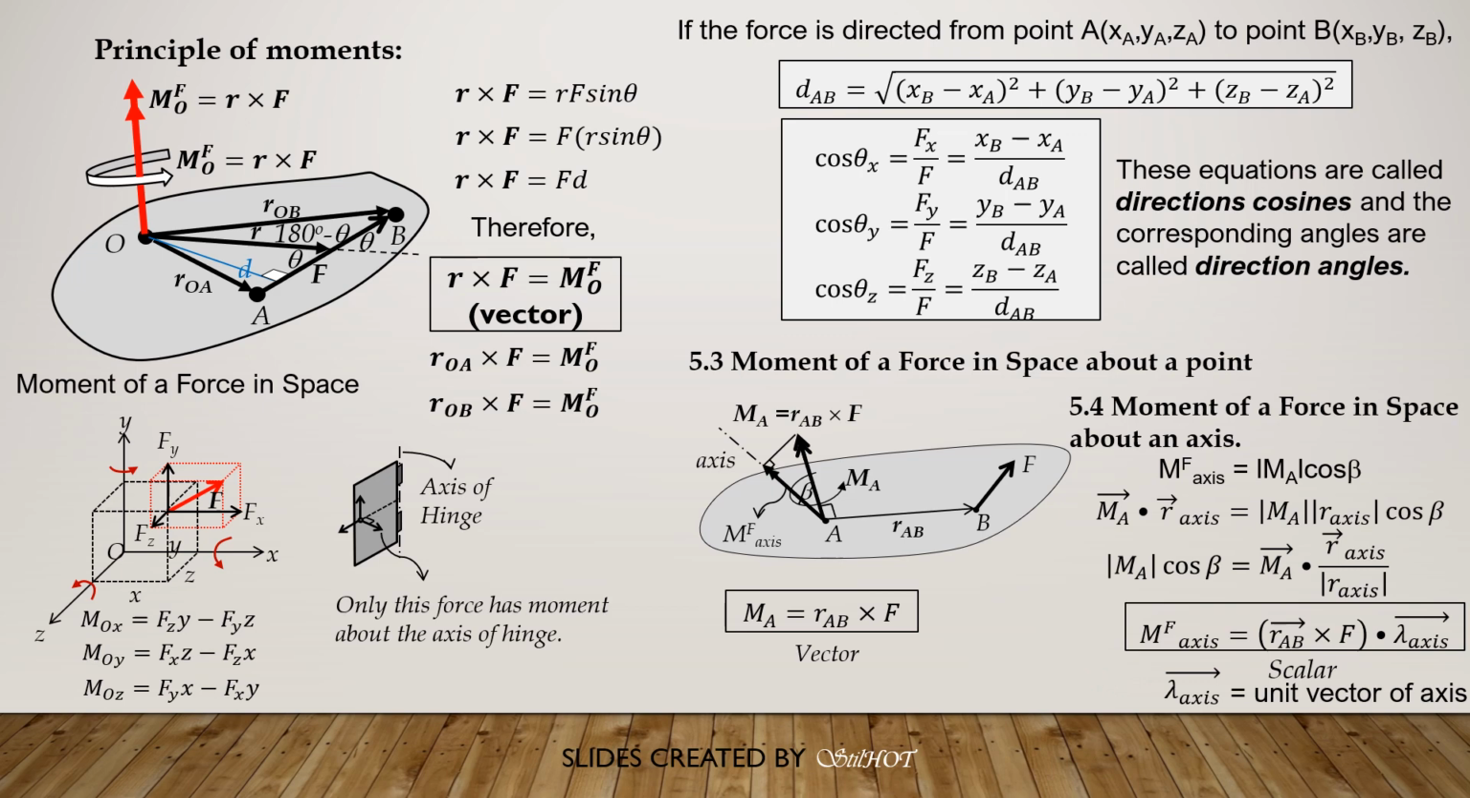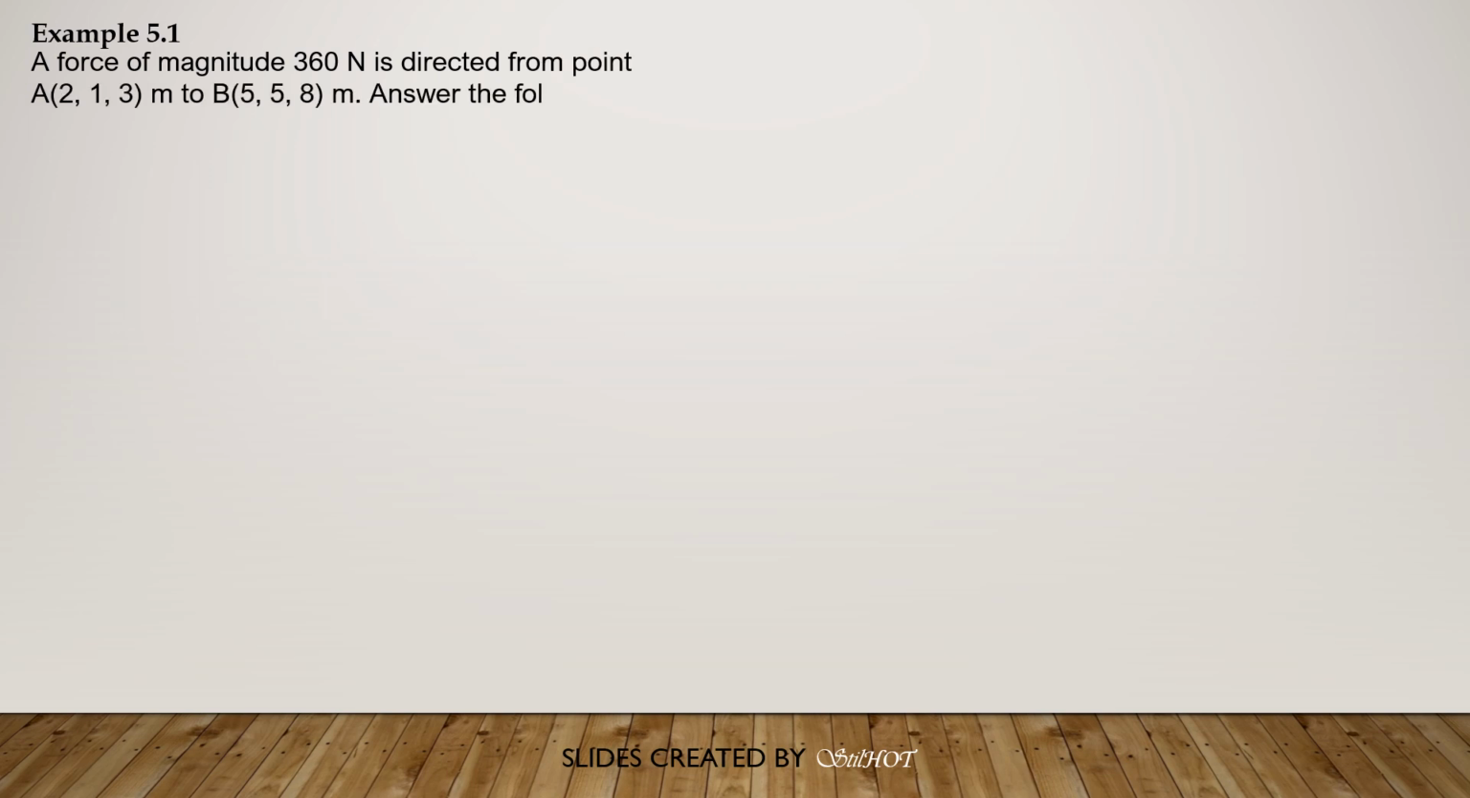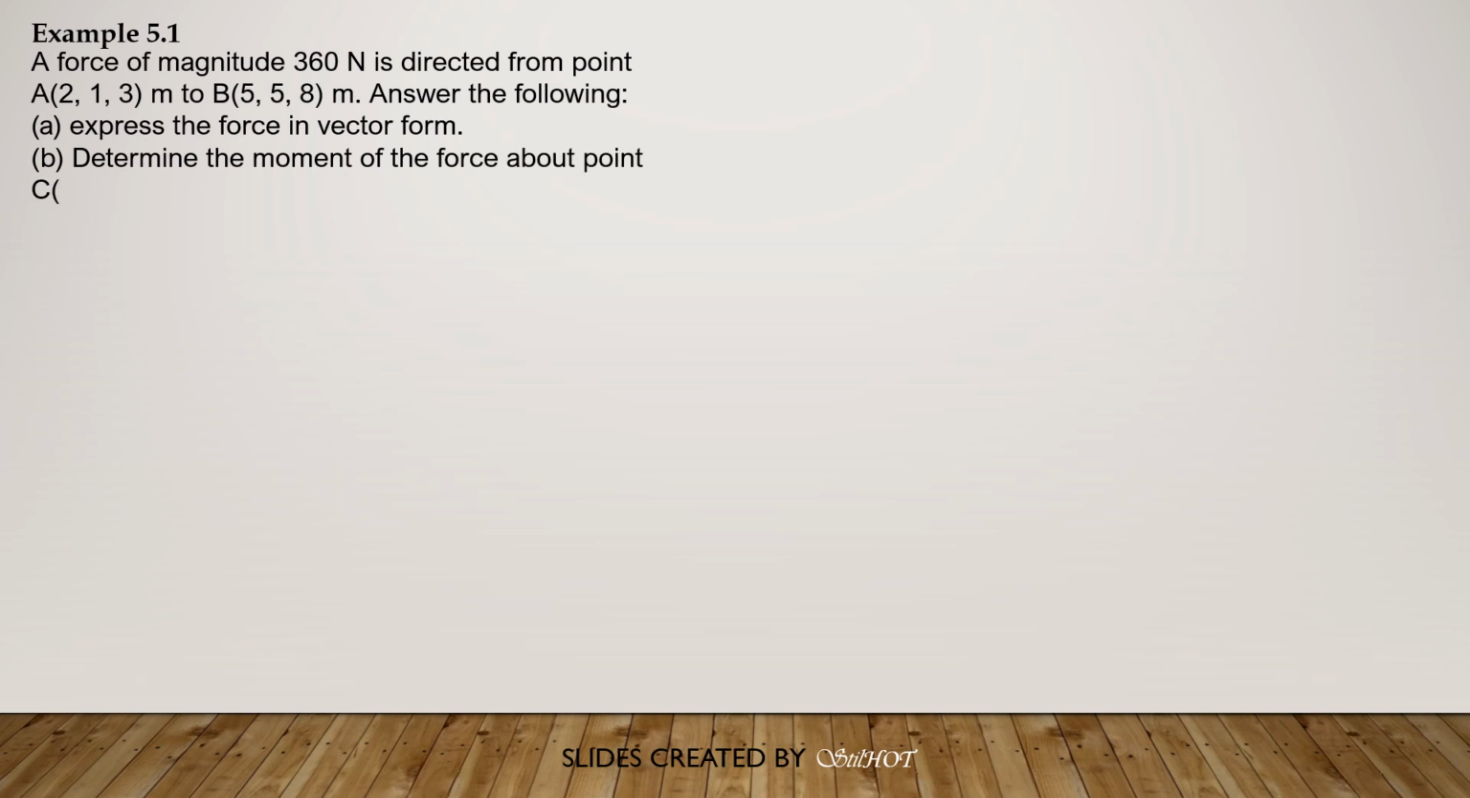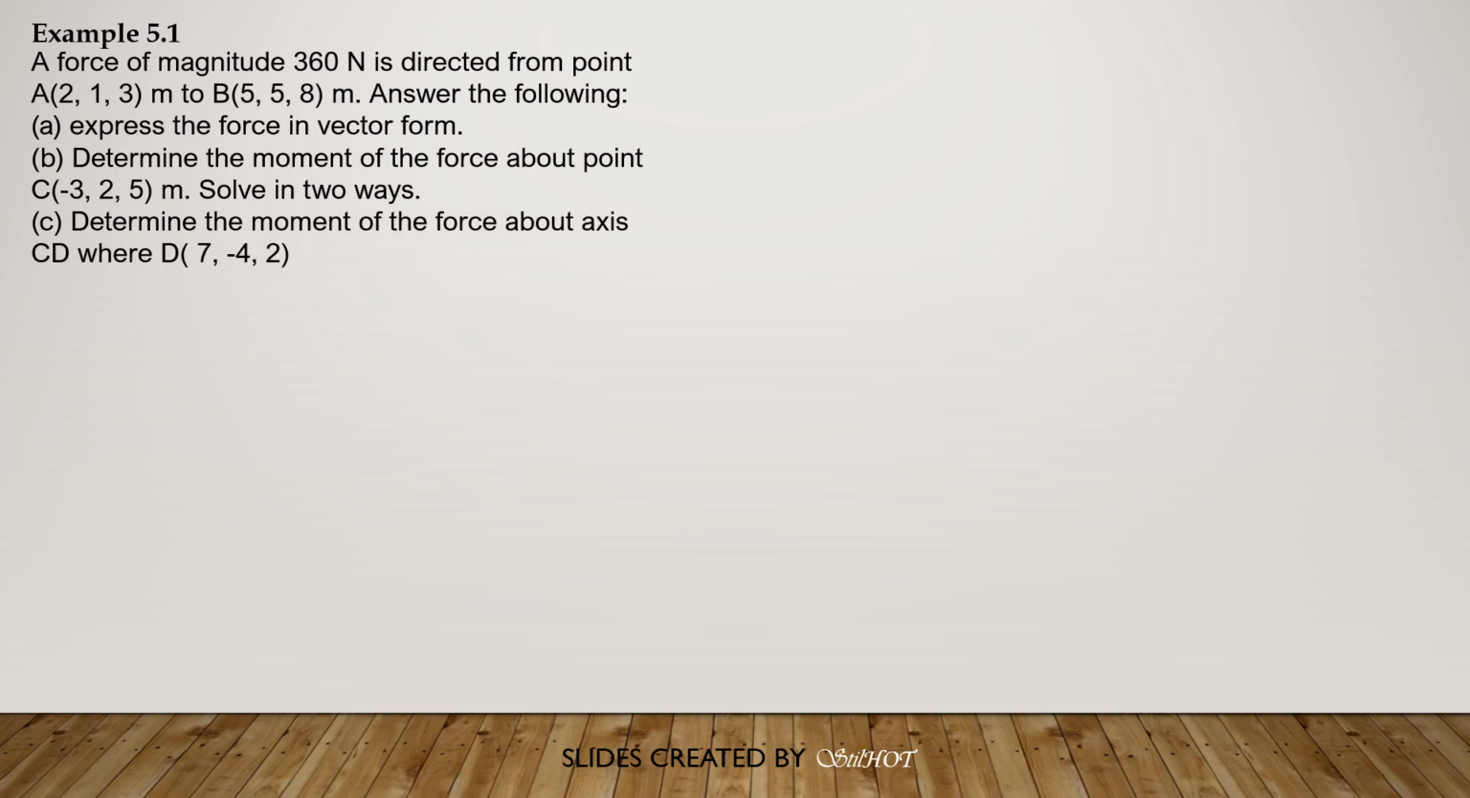So to understand the principle, let's do this example. A force of magnitude 360 Newton is directed from point A (2, 1, 3) meters to B (5, 5, 8) meters. Answer the following. A, express the force in vector form. B, determine the moment of the force about point C. Solve in two ways. C, determine the moment of the force about axis CD, where D is (7, -4, 2) meters. D, express the result in part C in vector form.